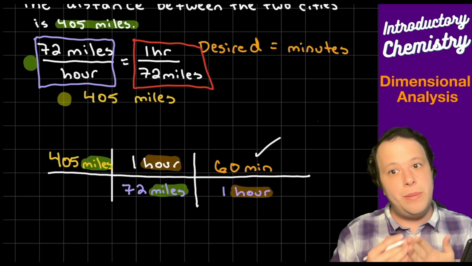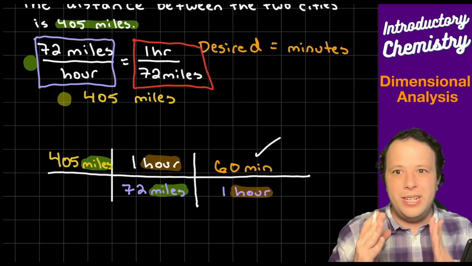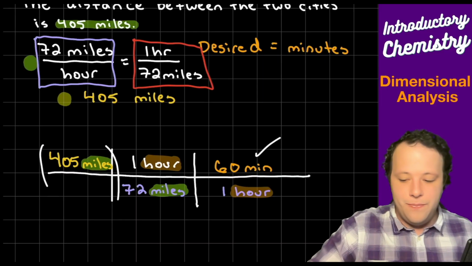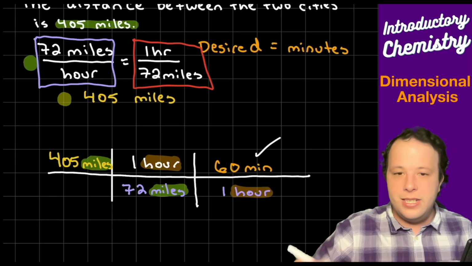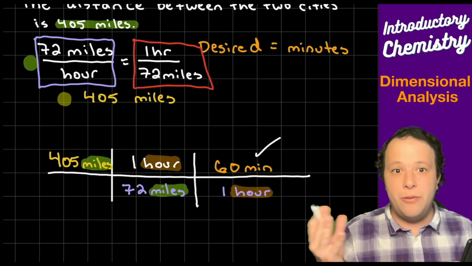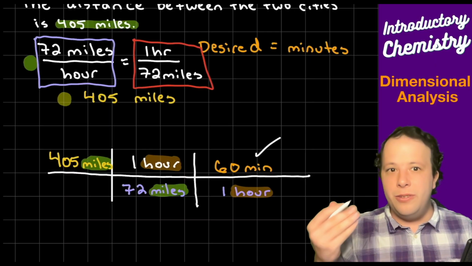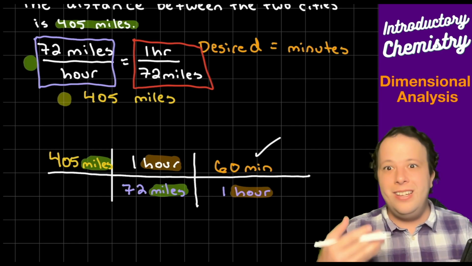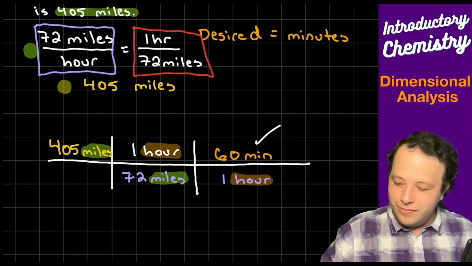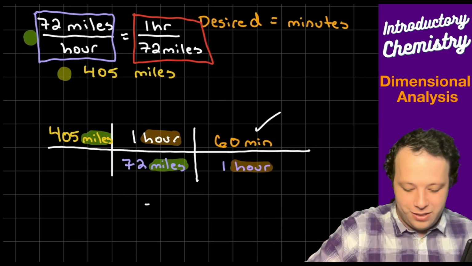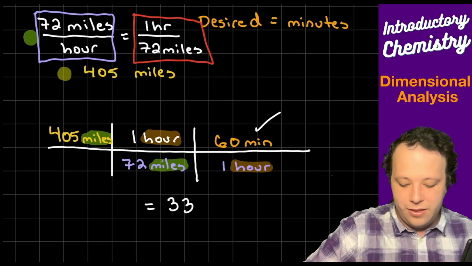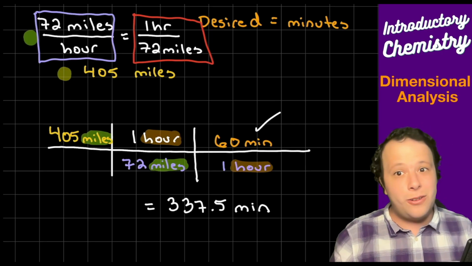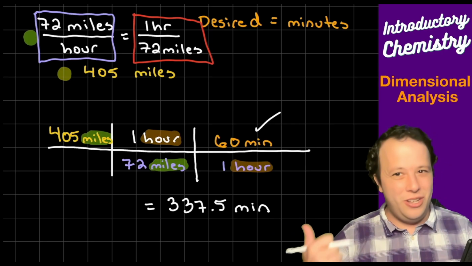So now we can do the math. When you're doing these, remember, each of these little blocks is like a fraction. So what we're doing is we'll take that 405, divide it by 72, times 60, and hit equal on your calculator. Now, when you get that answer, you're going to get 337.5 minutes. Now, is that the correct answer? The quick answer is no.